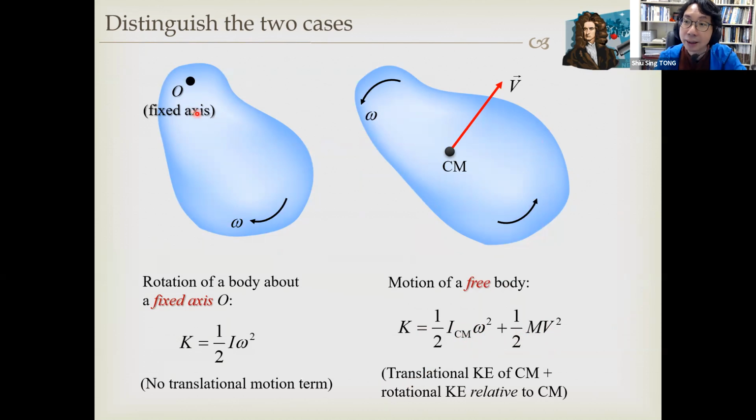For this case, it's rotating about a fixed axis. There's no translation. For this case, the body is free. It has both rotation and also translation, because the center of mass has motion. Okay.